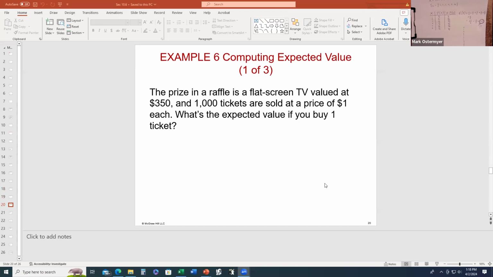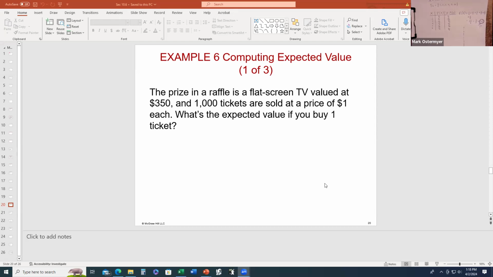All right, let's play another game. This is kind of fun. Here's another game. The prize in a raffle is a flat screen TV valued at $350. And 1,000 tickets are sold at a price of $1 each. What's the expected value if you buy one ticket? In other words, what would be your expected winnings if you buy one ticket? Or if you were to play this game many, many times, on average, what would be your expected winnings?